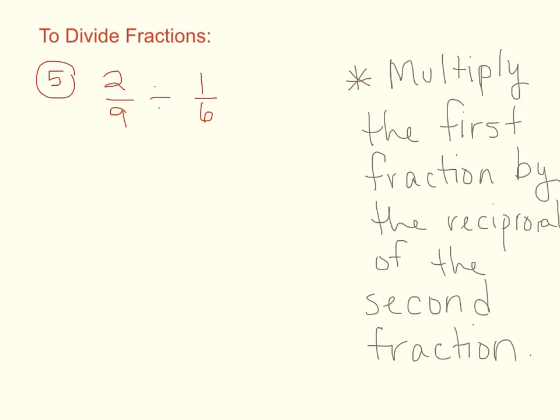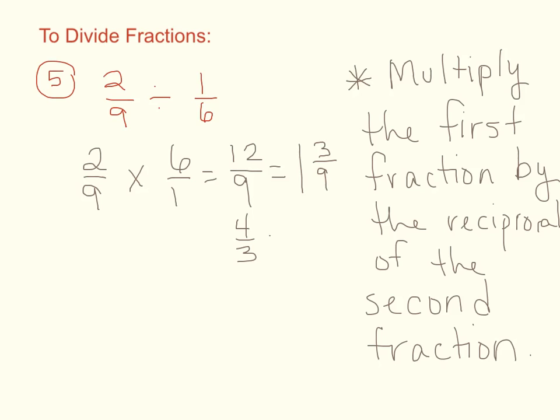So, 2/9 times the reciprocal of 1/6 is 6/1. And we get the answer 12/9, which is 1 3/9. We could have also simplified this as 4/3, which is 1 1/3.